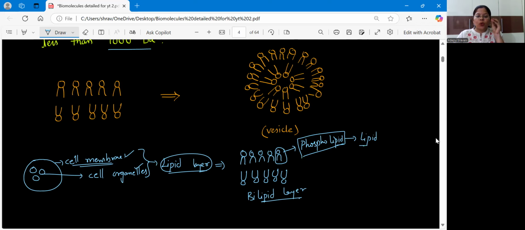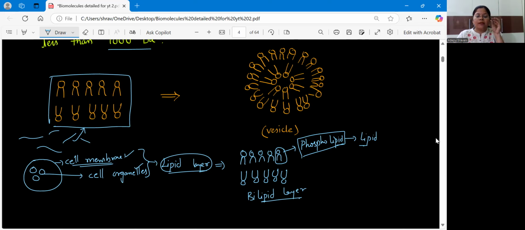Clear? So what happens when you are crushing the tissue, when you are grinding the tissue? Basically you are fragmenting the cell membrane. So the cell membrane is broken down into several fragments like this. Clear? And each fragment is made up of something like this, just now I have shown you. So each fragment is made up of several phospholipids.